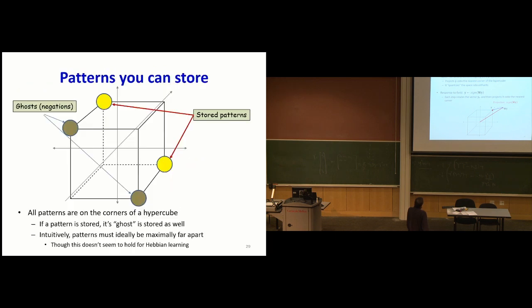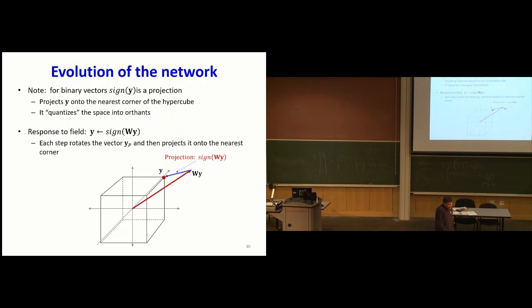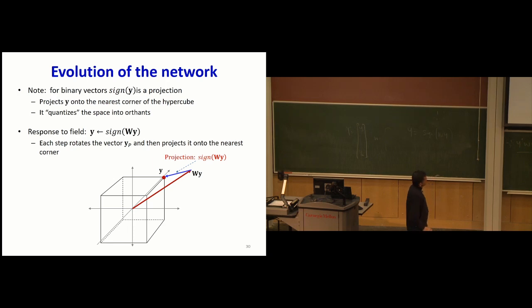So now let's think of what happens when the network actually evolves. When the network evolves, you're saying y equals sine of w times y, right? This was the basic activation that we were using. And individually, if you think of any particular vector, so let's say this is a current pattern. What does w times y do to the vector? It changes it and scales it. It moves it to a different position, right?